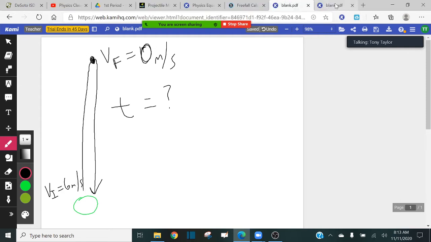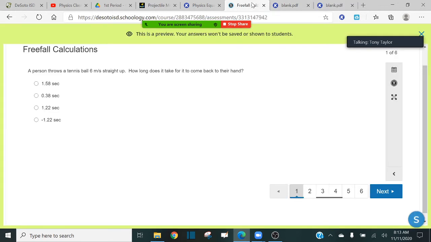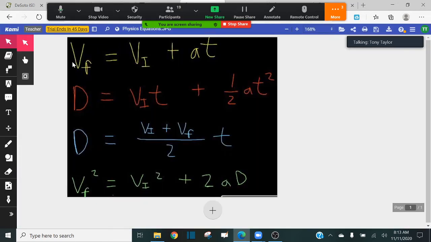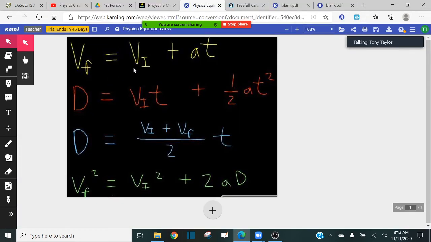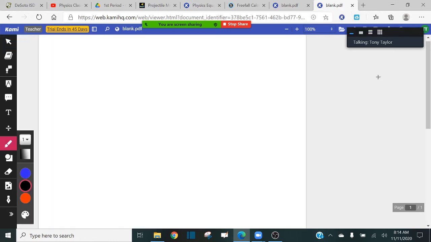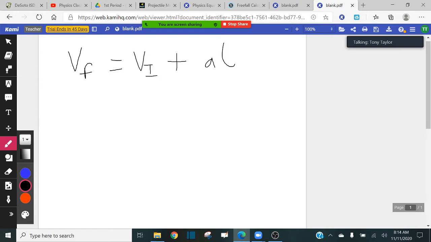So guess what equation we're going to use to solve for that? We're going to use this first equation here. Final velocity is equal to initial velocity plus acceleration times t. So I'm going to write that down. Final velocity is equal to initial velocity plus acceleration times t.